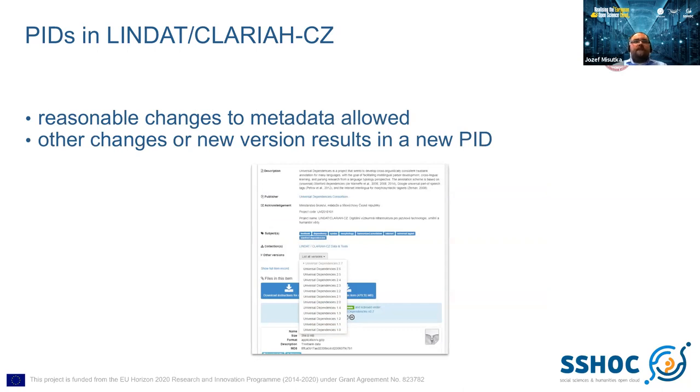We allow for reasonable changes to metadata, typos, or changes of institutions, and really minor changes without needing a new PID. But other changes or newer versions result in a new PID. So on the image, we have, for instance, one resource that has 10 or more versions. And also a good thing is that if the users create a new version, then all of the metadata is copied. They have to only change what really changed.